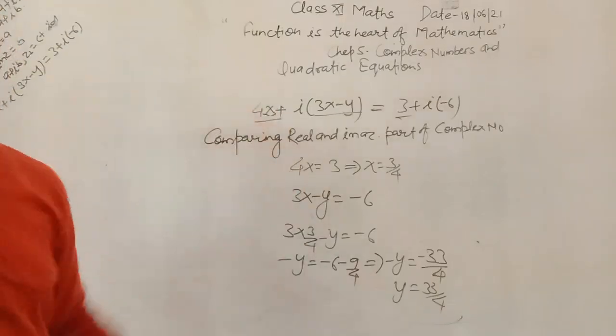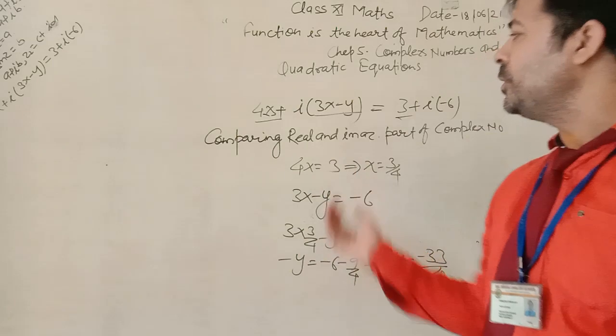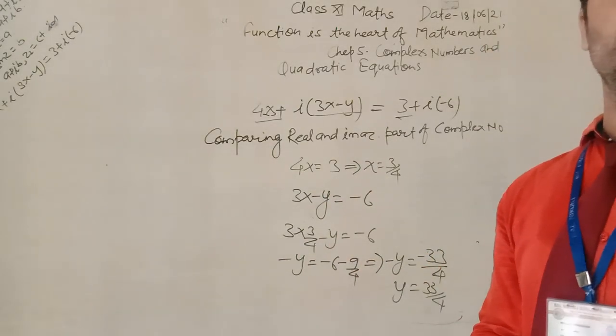This is the value. Then you know that if two complex numbers are equal, how you can find out the values if one value is given and the other you need to find out.